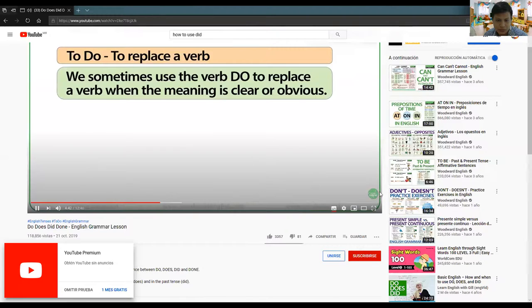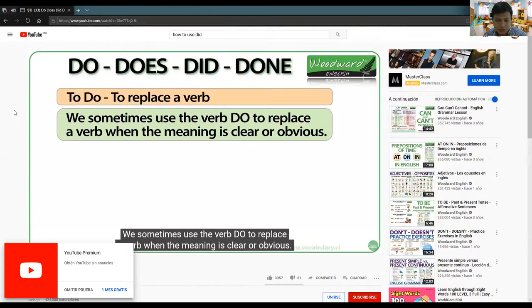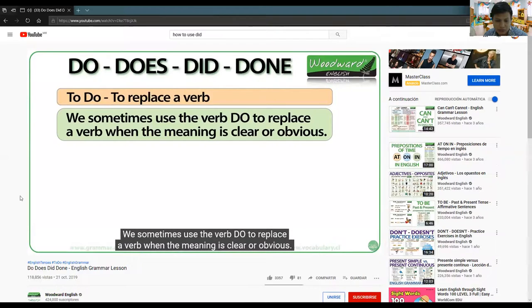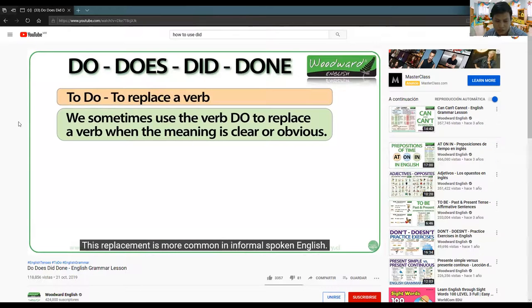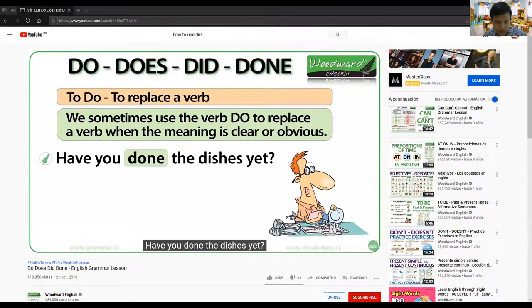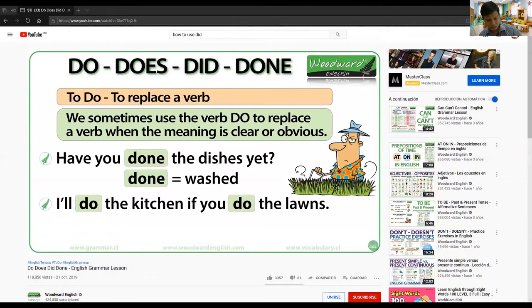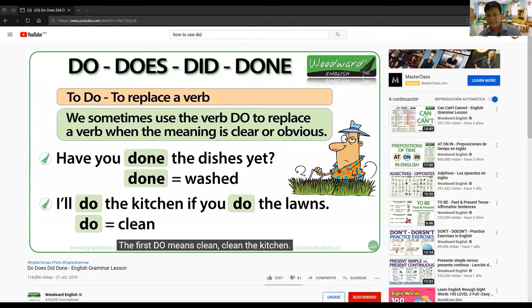Verb. We sometimes use the verb do to replace a verb when the meaning is clear or obvious. This replacement is more common in informal spoken English. Have you done the dishes yet? Here, done means washed. I'll do the kitchen if you do the lawns. The first do means clean the kitchen. The second do means mow the lawns.